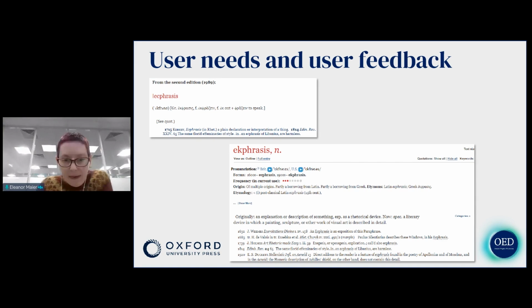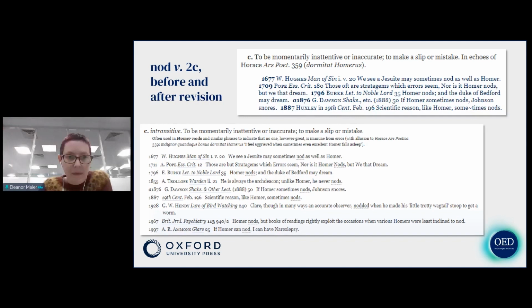And my next slide just shows a revised definition for a sense of nod. And this is the sense which covers the expression 'even Homer nods' or 'Homer nods'. And the original entry just says, it's in Echoes of Horace, Ars Poetica, Dormitat Homerus.